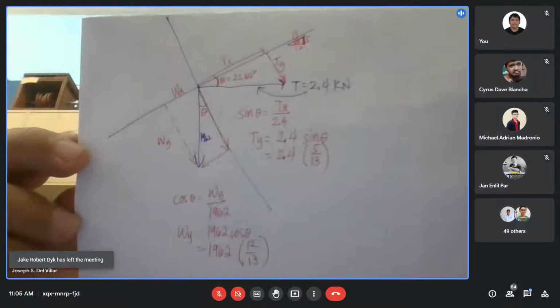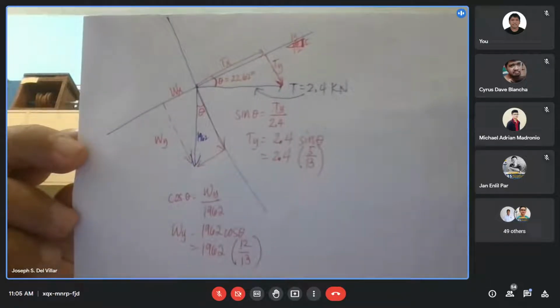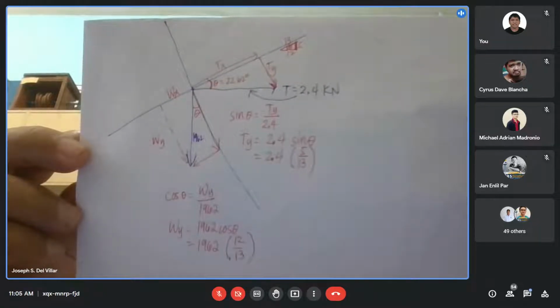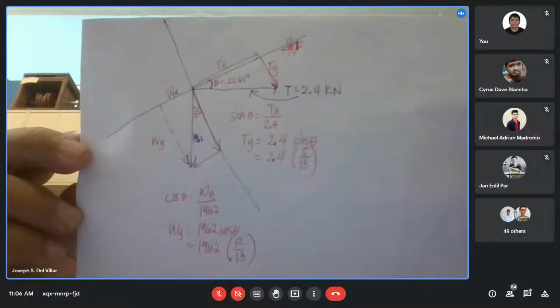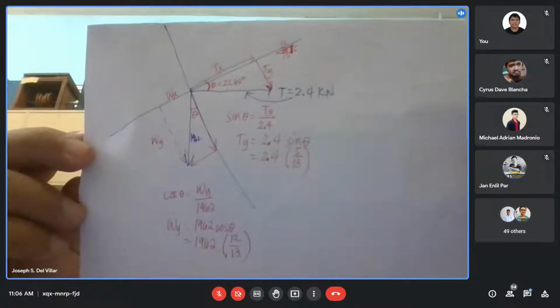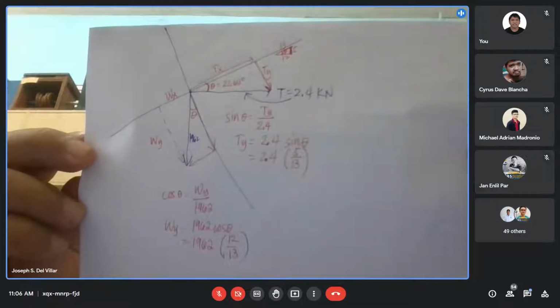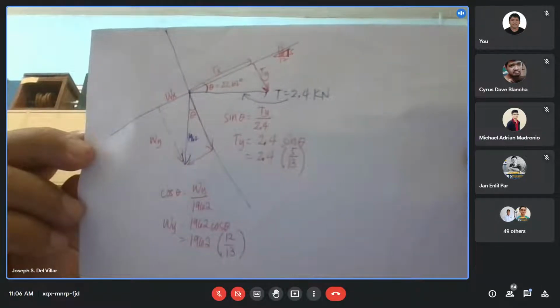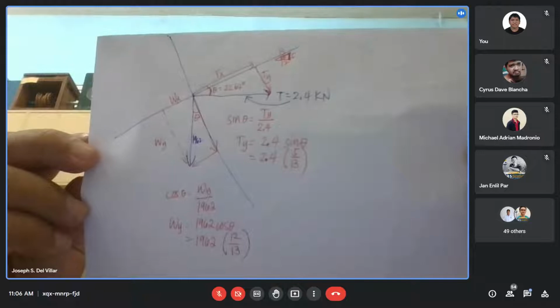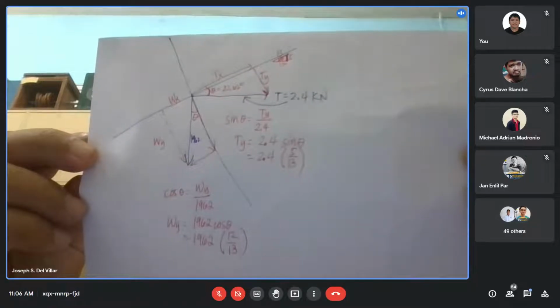Nakuha nyo ba kung paano, how the forces, the tension and the weight, how were they resolved using the given slope? Okay? Kukunin nyo muna yung slope, kukunin nyo muna yung hypotenuse ng slope. Di ba 5/12 yung given, rise over run? O naturally, the hypotenuse is 13. Di ba 5, 12, 13 magkakasama yan? Parang parehas yan ng 3, 4, 5 na right triangle.